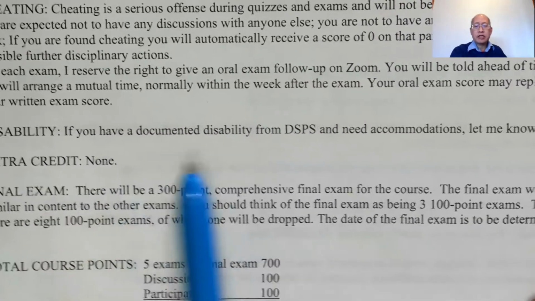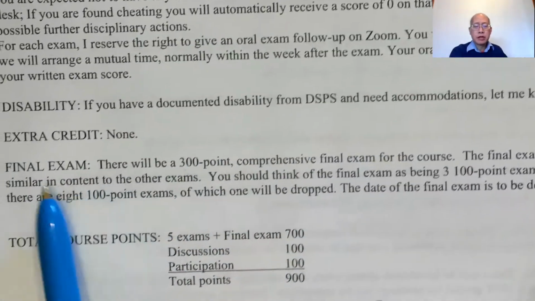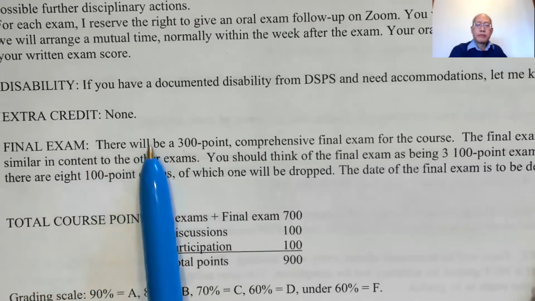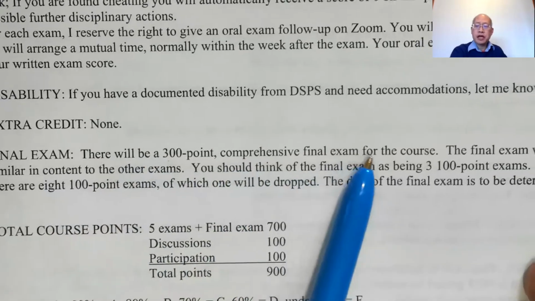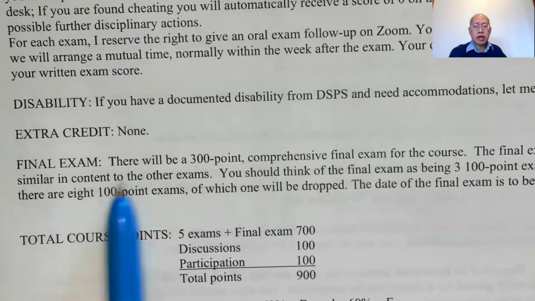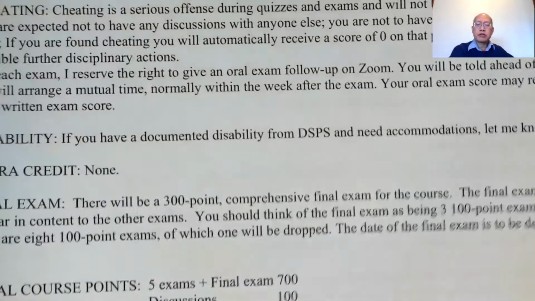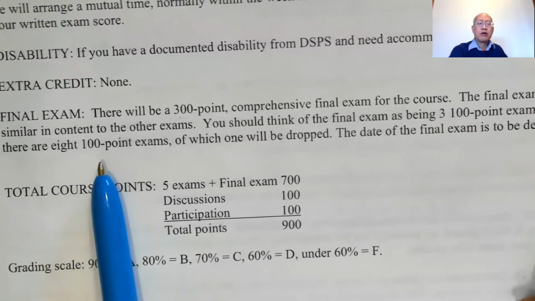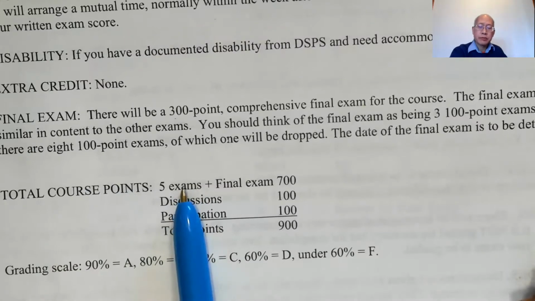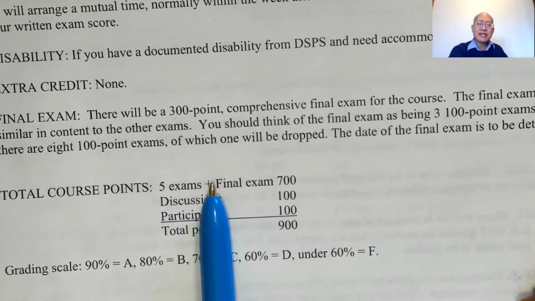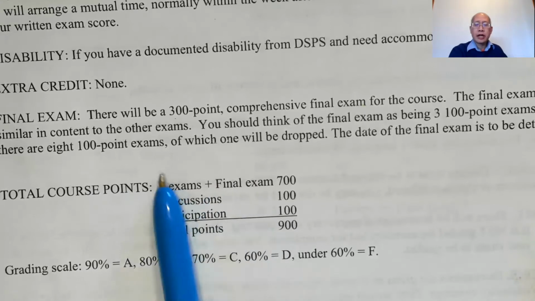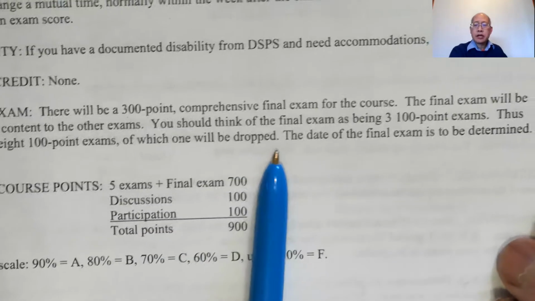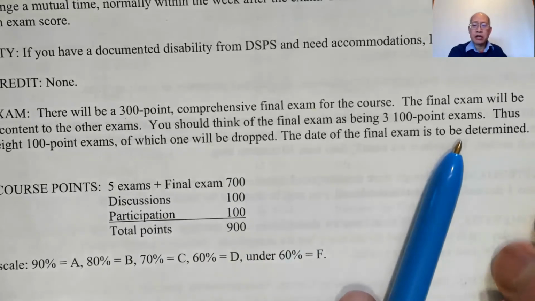Disability. You have a documented disability from DSPS, let me know. There's no extra credit. There will be a 300-point comprehensive final exam. The final exam will be similar in content to the other exams. You should think of the final exam as being worth like taking 3 100-point exams. So that means there's a total of 8 100-point exams. You have the 5 exams, and it's like taking 3 100-point exams for the final. You're not really doing it, but that's how it'll be scored. And then out of those 8, 1 gets to be dropped. The date of the final exam is to be determined later. We don't know exactly what it is.